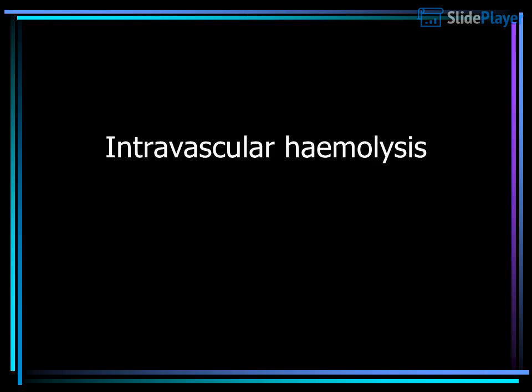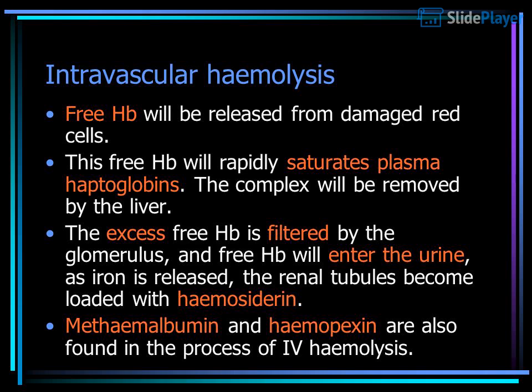Intravascular hemolysis. Free Hb will be released from damaged red cells. This free Hb will rapidly saturate plasma haptoglobins. The complex will be removed by the liver. The excess free Hb is filtered by the glomerulus, and free Hb will enter the urine. As iron is released, the renal tubules become loaded with hemosiderin. Methemalbumin and hemopexin are also found in the process of hemolysis.